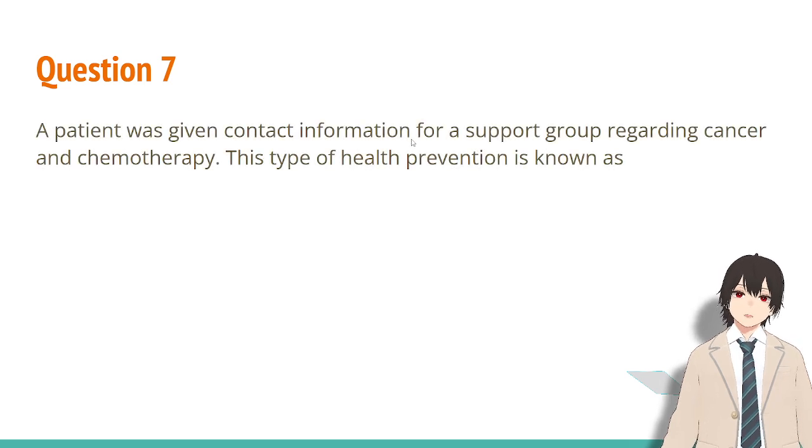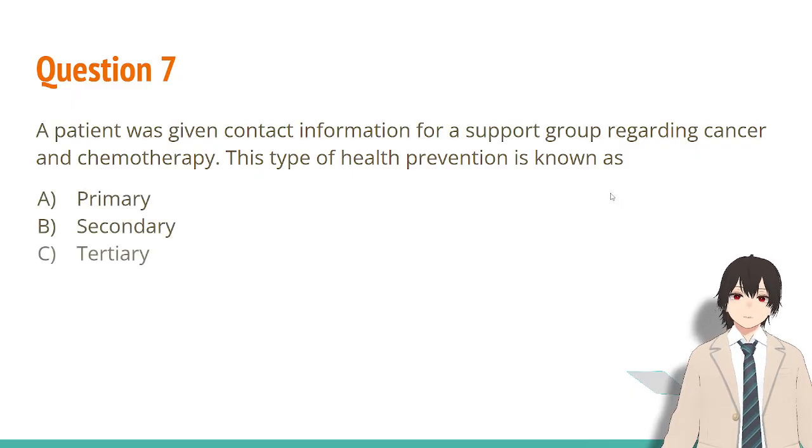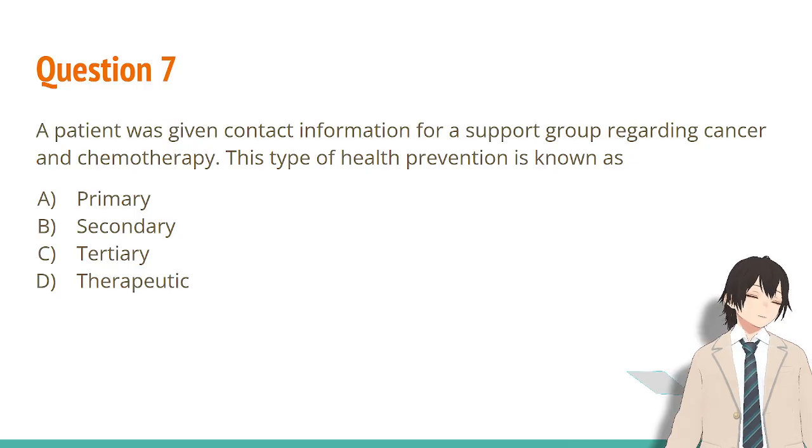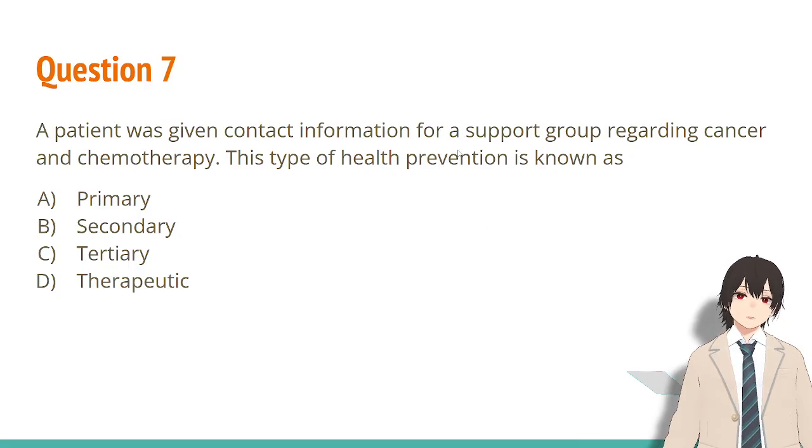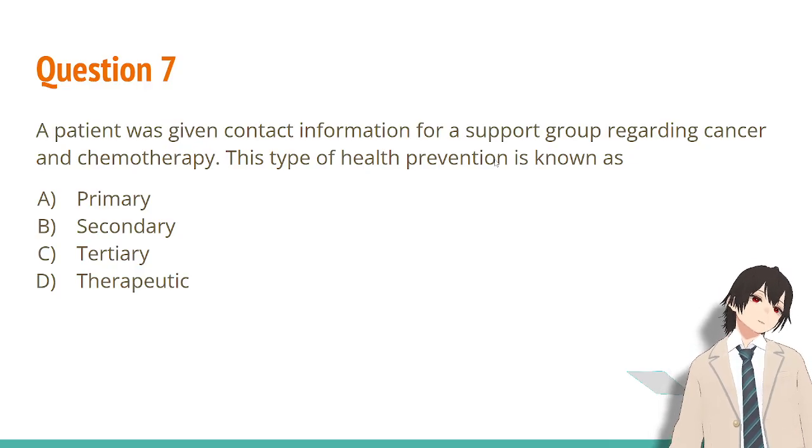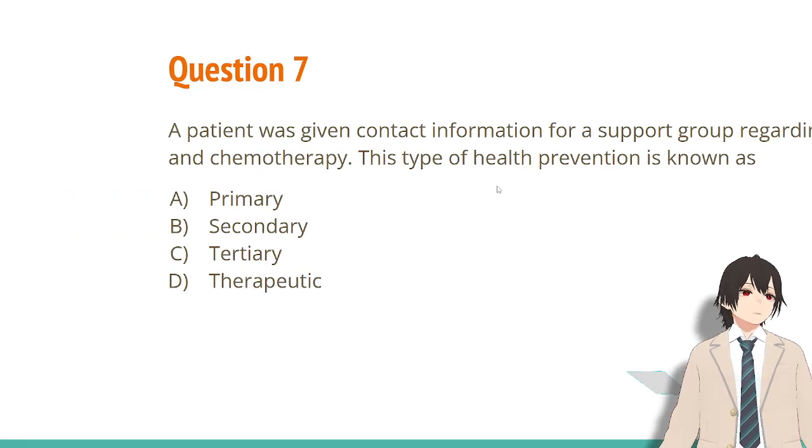Patient was given contact information for a support group regarding cancer and chemotherapy. This type of health prevention is known as primary, secondary, and tertiary therapeutic. I kind of don't like the way this question was written because I don't think it's exactly health prevention, but you should let me know your best guesses in 3, 2, 1.